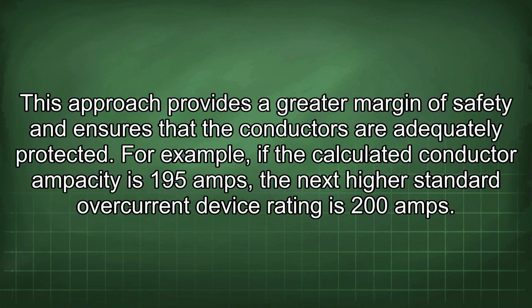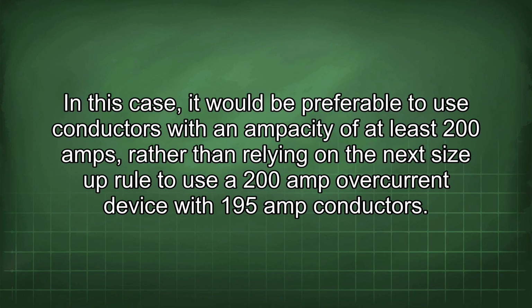For example, if the calculated conductor ampacity is 195 amps, the next higher standard overcurrent device rating is 200 amps. In this case, it would be preferable to use conductors with an ampacity of at least 200 amps, rather than relying on the next size up rule to use a 200 amp overcurrent device with 195 amp conductors.